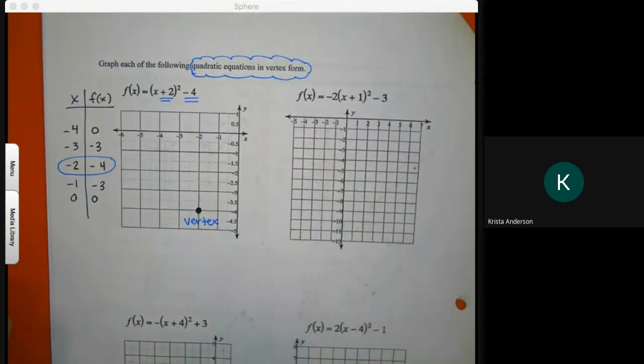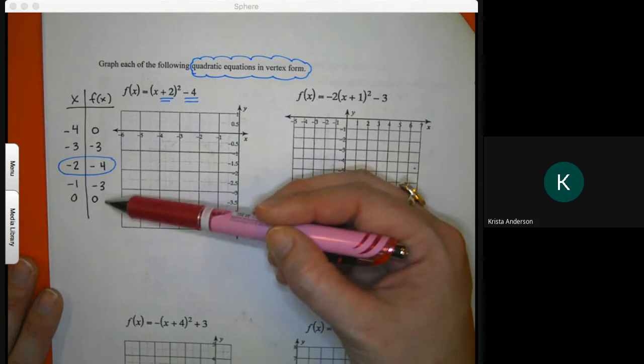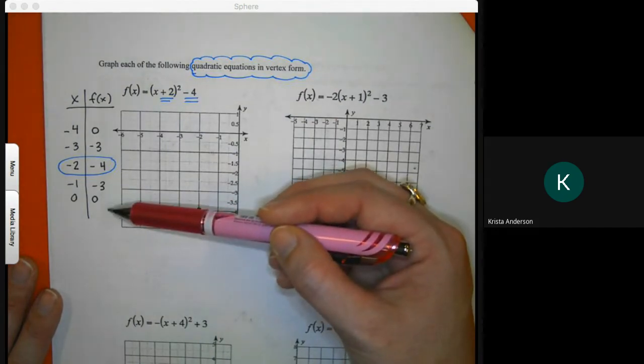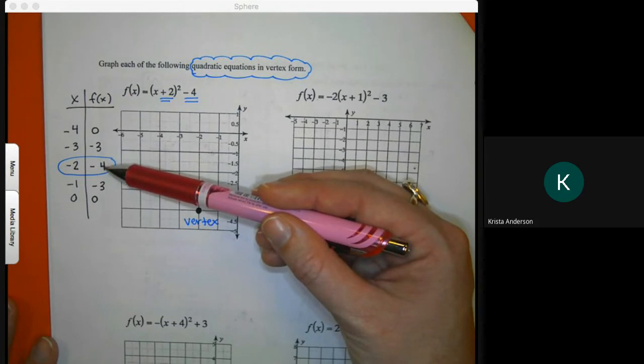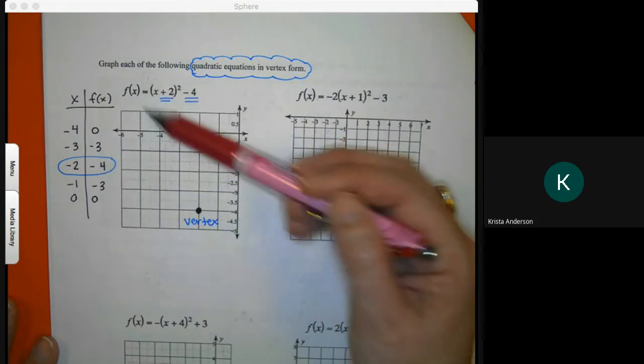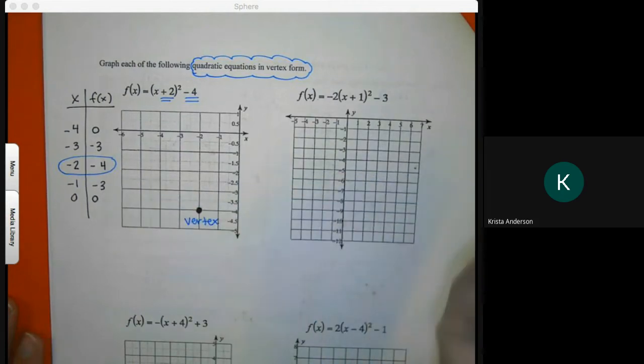Notice the pattern? You could shortcut and find the top two and know that the bottom two should match. It repeats, 0, -3, -4. If I know it's this formula, it will repeat.